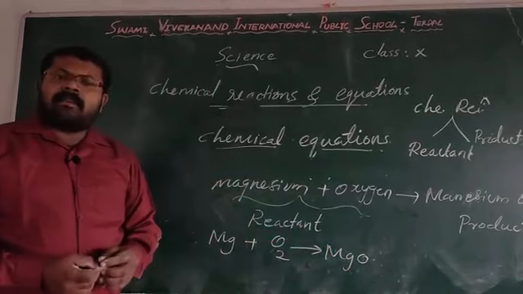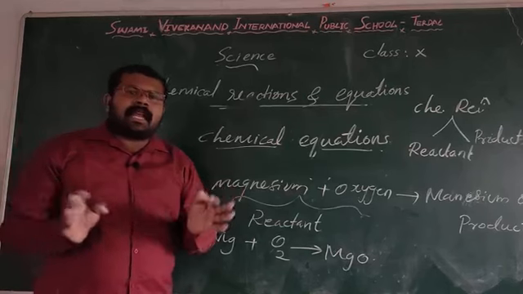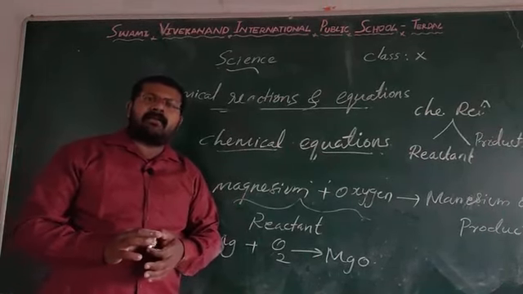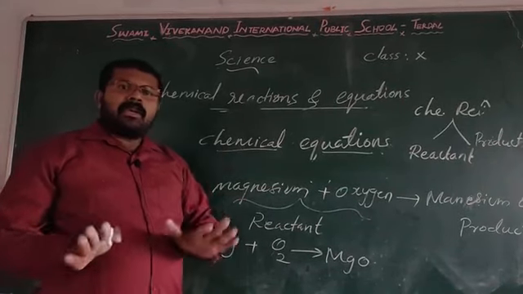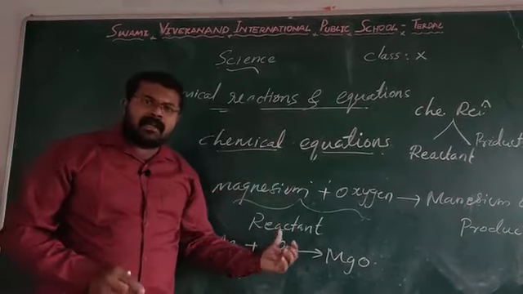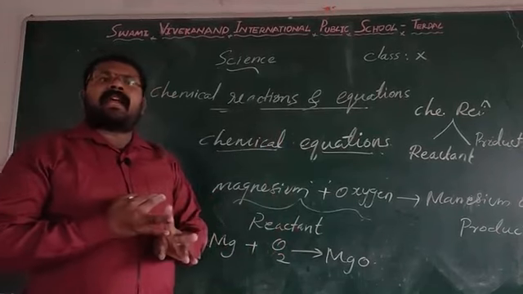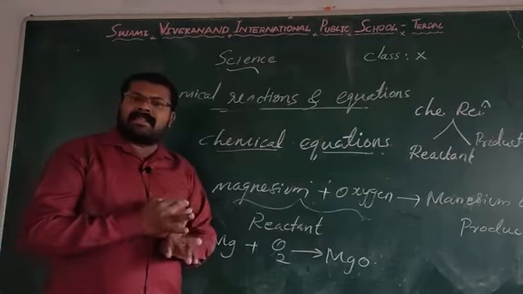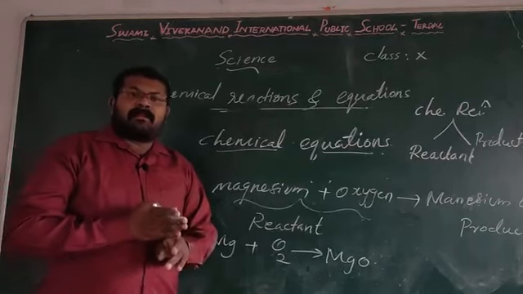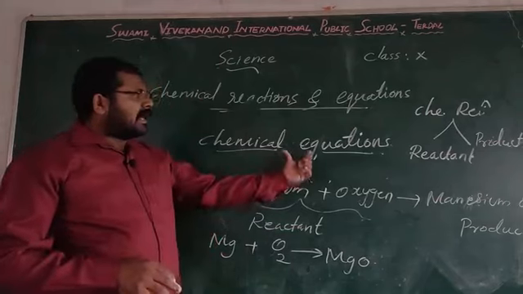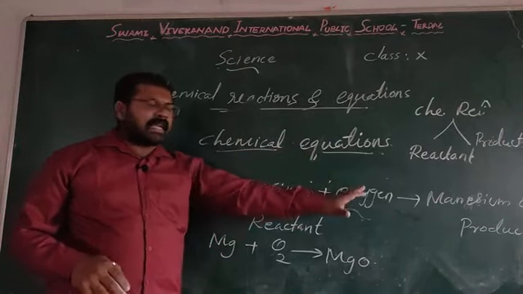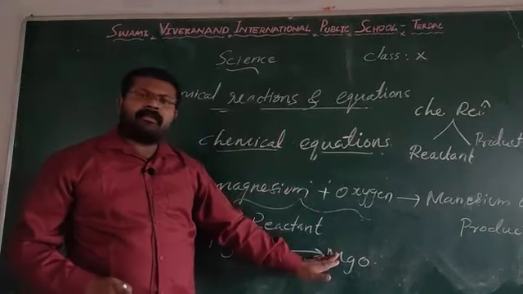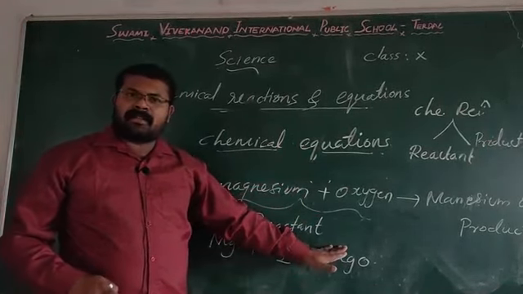Next class we will discuss how to balance chemical equations. Today we have discussed what we mean by chemical reactions, how we can identify chemical reactions, whether by change of state, change of color, change of temperature or evolution of gases, and what we mean by chemical equations, how we can write them as word equations and by symbolic representations. Thank you.